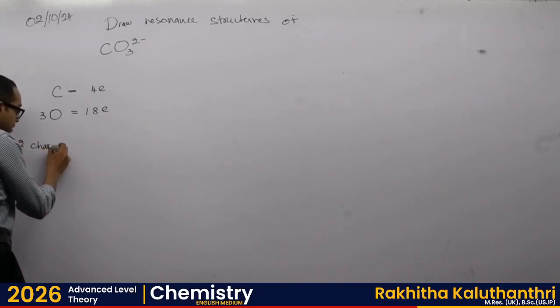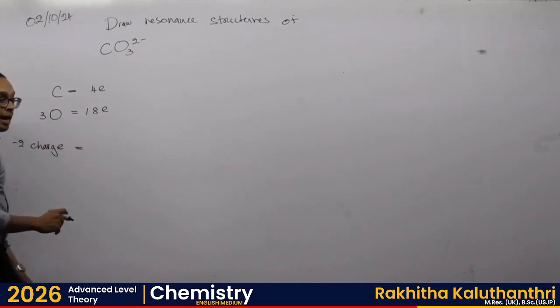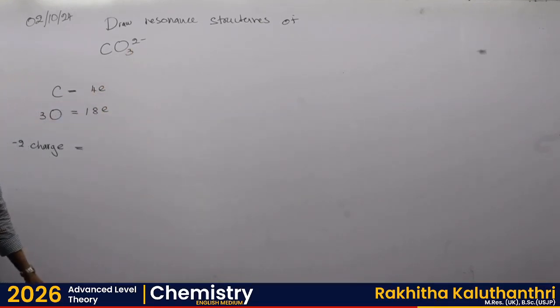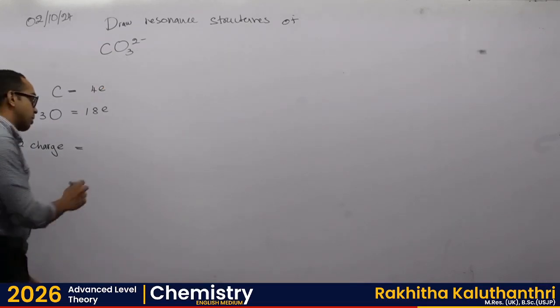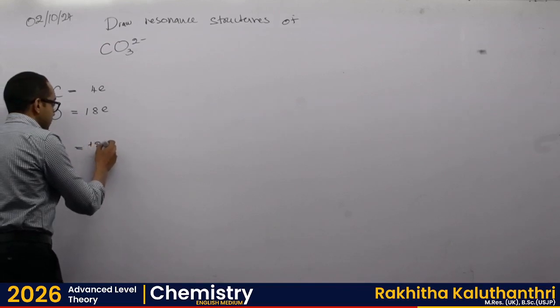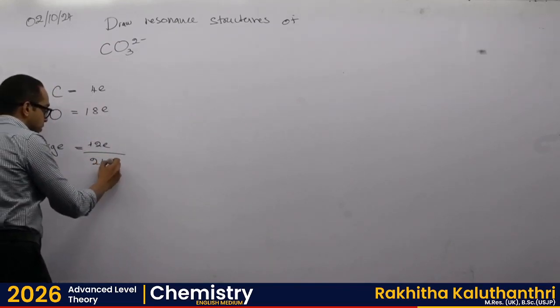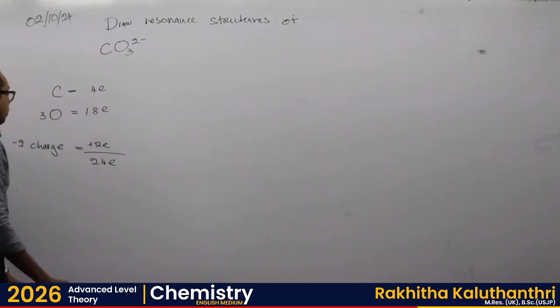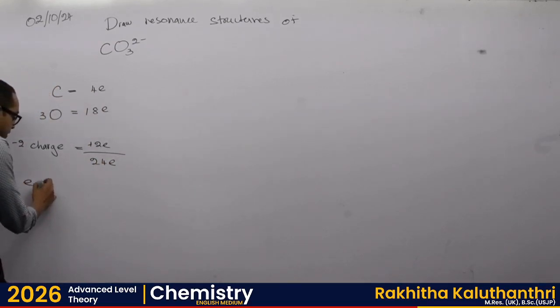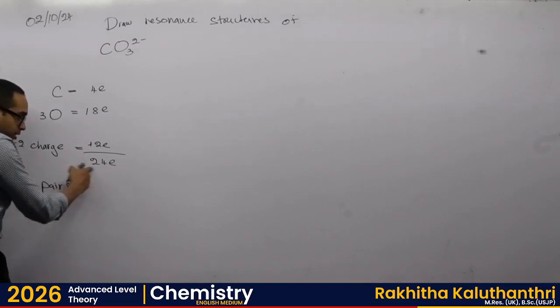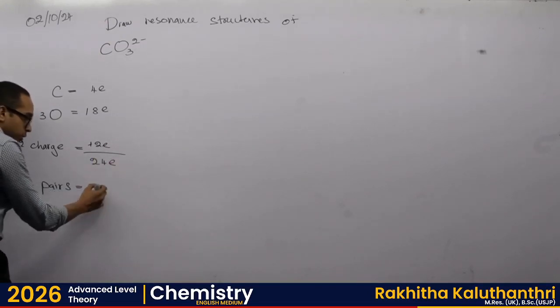That means, now when an ion has negative charge, we have gained electrons. The magnitude of the negative charge tells us how many electrons we have gained. 2 minus means how many electrons? 2 electrons have been gained. So 20 plus 4, 24 electrons. Now electron pairs would be half of this. 24 divided by 2, 12.